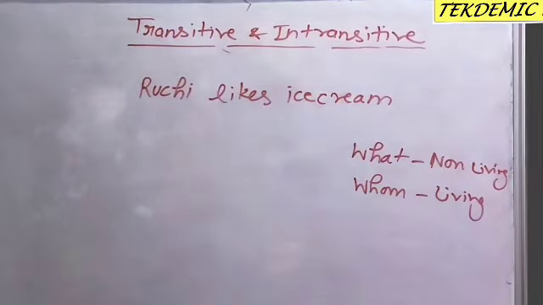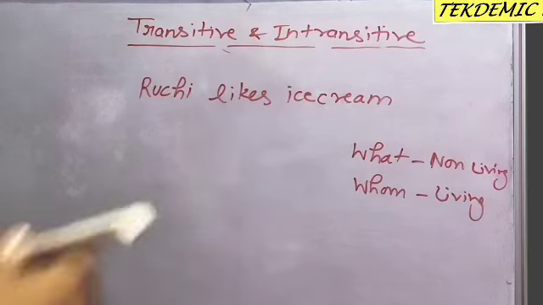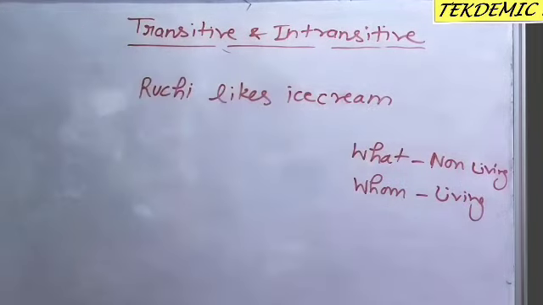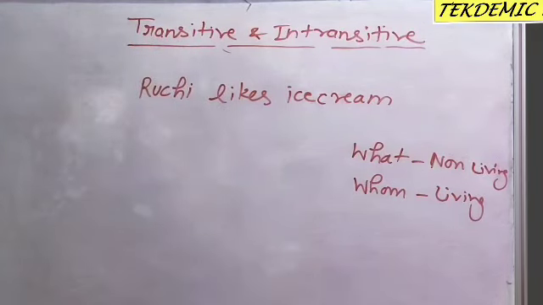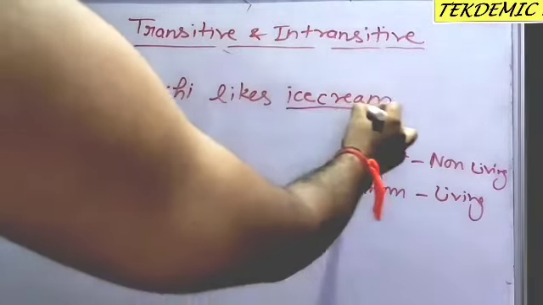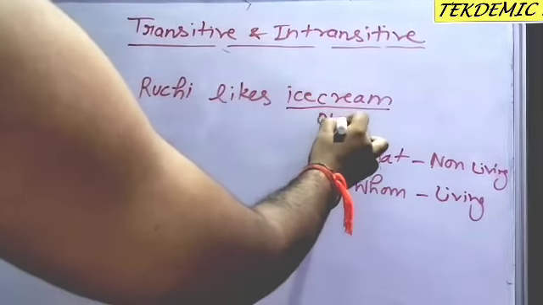So, Ruchi likes ice cream. If you question with what, why? Because ice cream is non-living. So what does Ruchi like? Ruchi likes ice cream. So ice cream is the object.